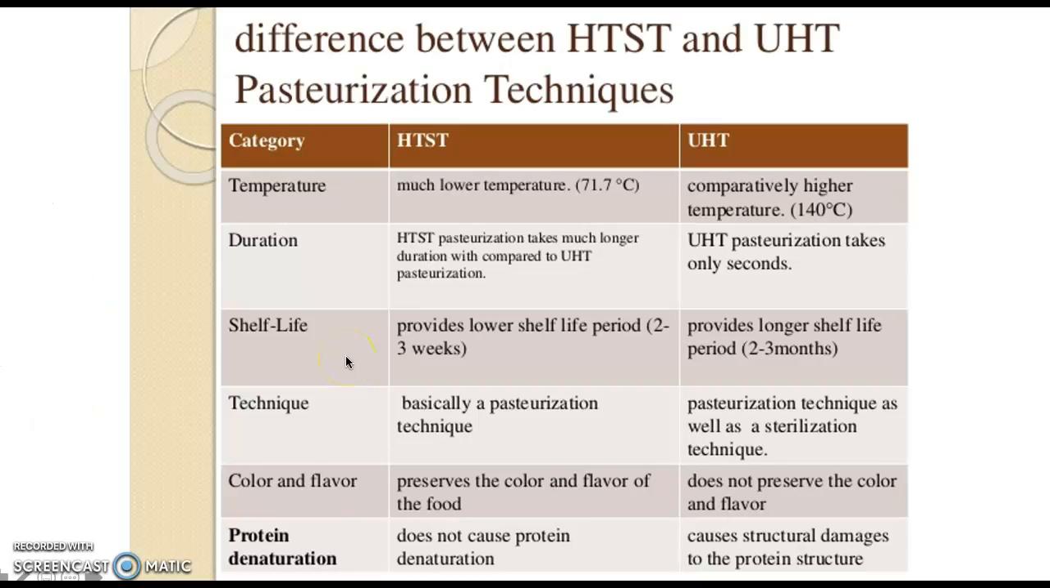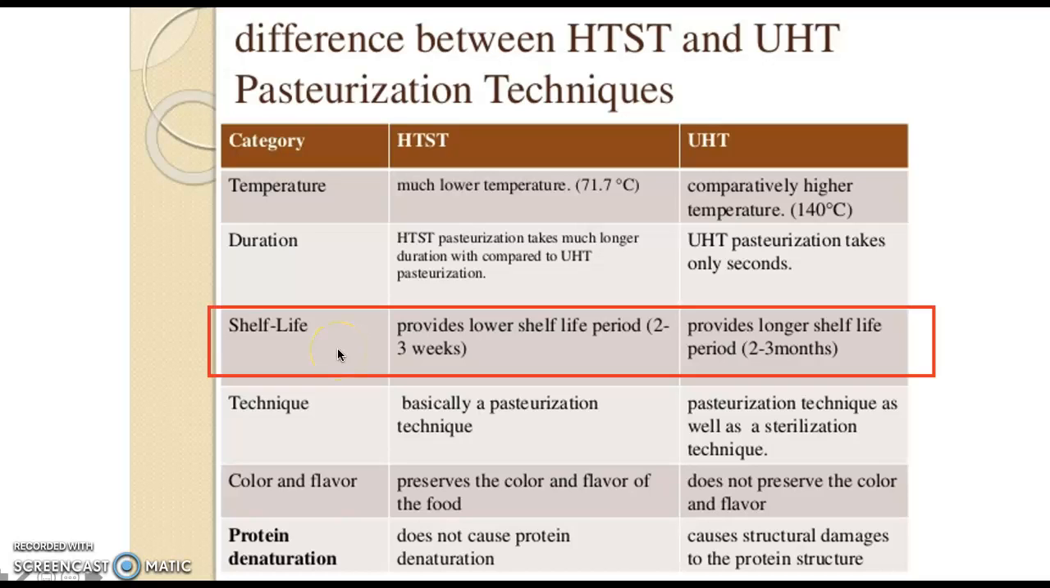So now let's compare the HTST milk and the UHT milk. We didn't include the LTLT milk, the long time low temperature milk, in the comparison, because it's really not used right now in the industry. Okay, so you can see that the major difference is their shelf life. For HTST milk, it usually does not last for very long, about 2 to 3 weeks. But the UHT milk can provide a much longer shelf life, 2 to 3 months.